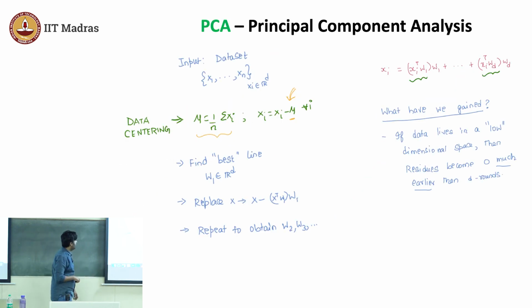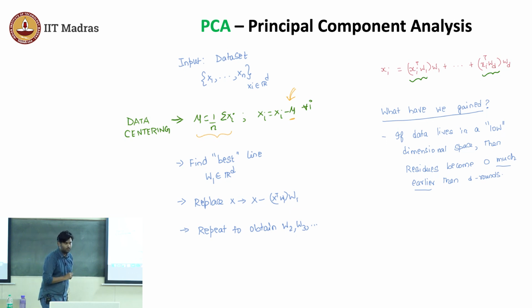So now this is our new algorithm for this problem. I have this input data set, and I do data centering so that the data is around the origin. I will find the first best line, whatever best we defined earlier, and now I replace the data set with its residue, and I will do the next line, and I will keep going. I will stop when we feel it is good enough, meaning if the residues are not too large, then I will stop. This is a simple algorithm.